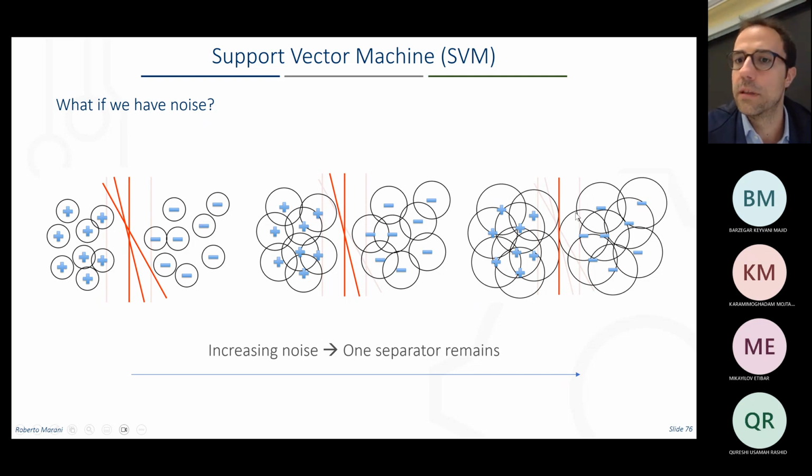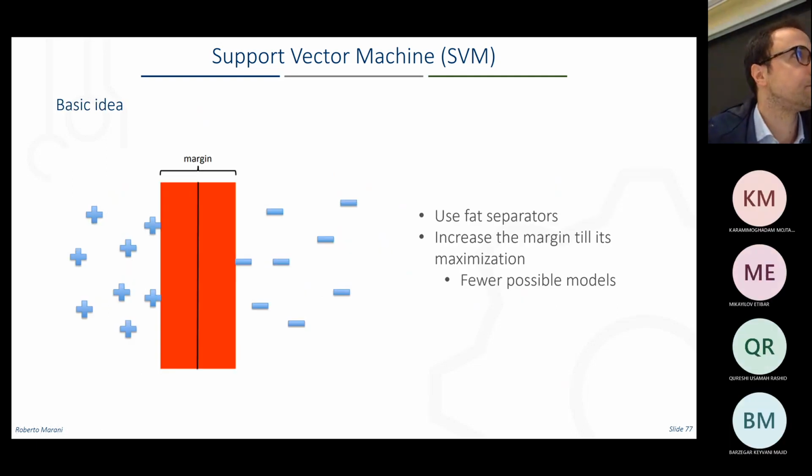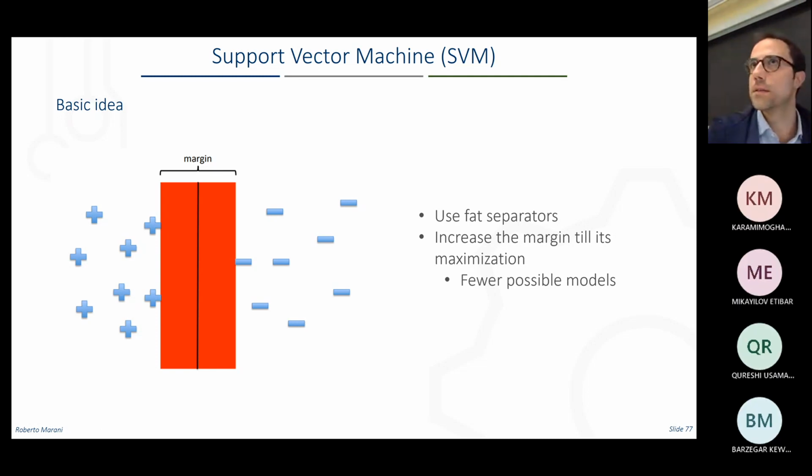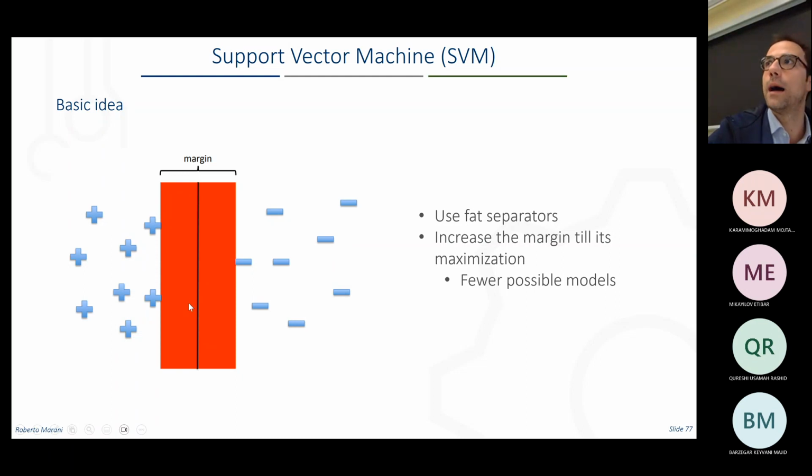We can improve till we get the best of our separators. Increasing the noise, just one separator remains. This width is known as a margin, and we need to take this margin as wide as possible, just to have just one separator. Of course, in this case it is a very easy problem, but you should think about a representation of feature vectors in an n-dimensional space, where this is not a line but a hyperplane. Go back to the definition before, a hyperplane.